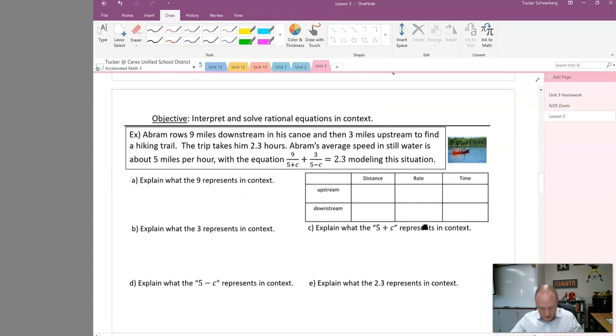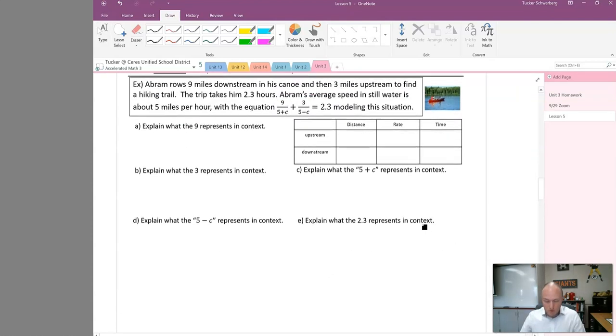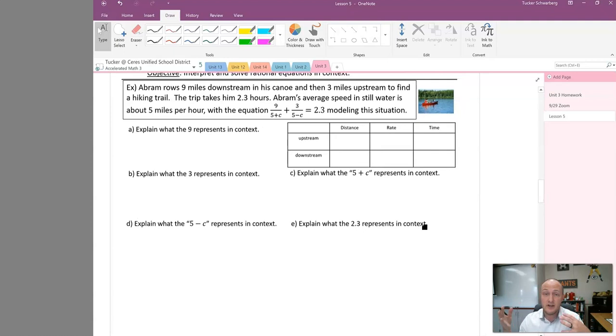Okay, so here is our first problem. I'm going to go ahead and read it with word problems. It's always good to just read it multiple times. So this says, Abraham rows 9 miles downstream in his canoe, and then 3 miles upstream to find a hiking trail. The trip takes him 2.3 hours.